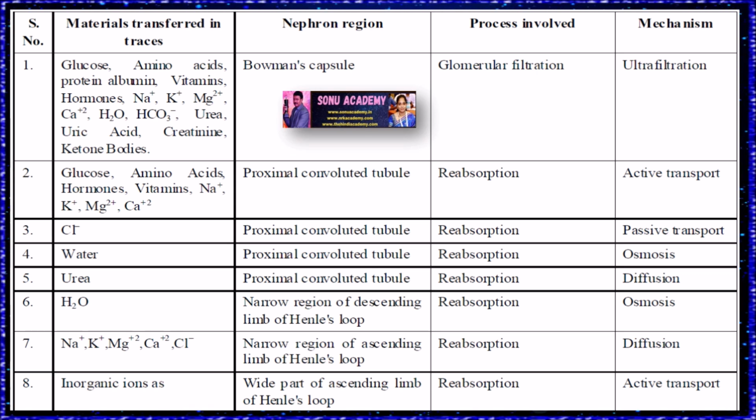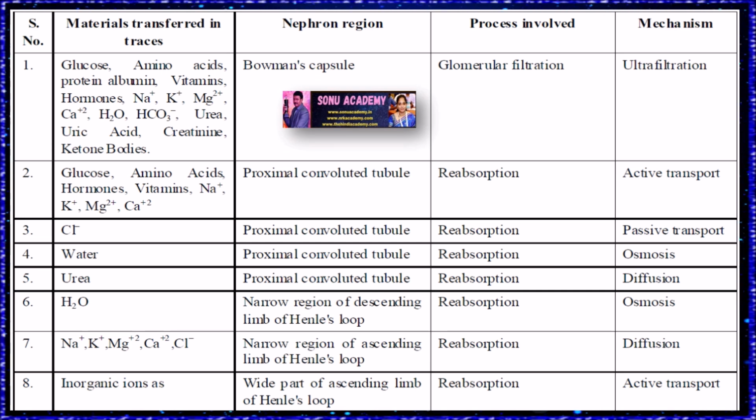Come to water. Water we can see in the region of the proximal convoluted tubule, the process involved is reabsorption and the mechanism is osmosis. Come to urea. We can observe this in the proximal convoluted tubule, the process involved is reabsorption and the mechanism is diffusion. Come to H2O. We can observe this in the narrow region of the descending limb of Henle's loop, the process involved is reabsorption and the mechanism is osmosis.